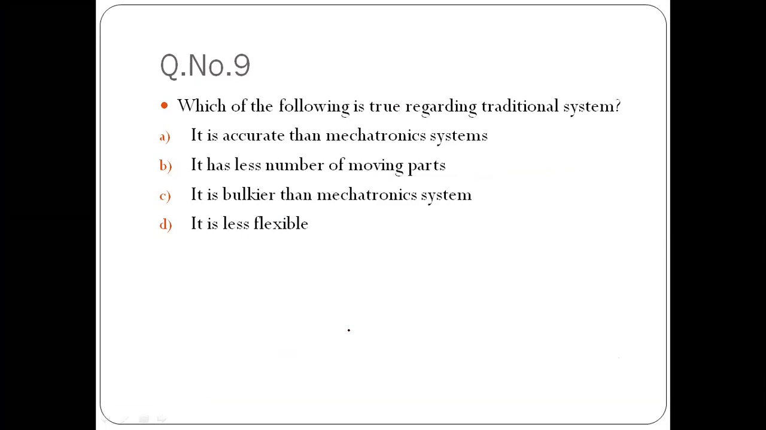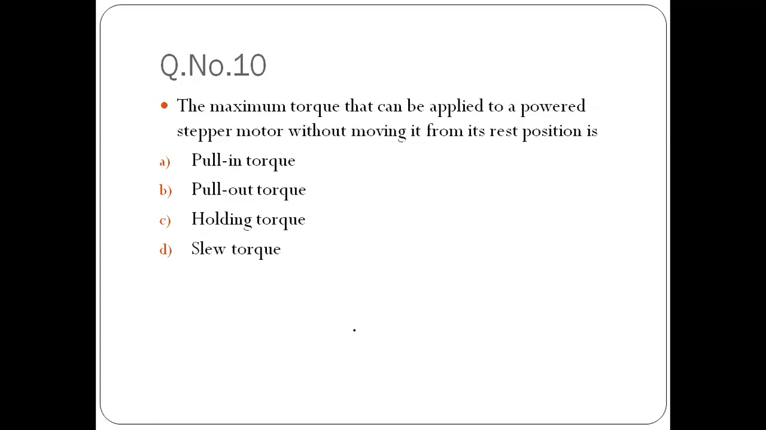Which of the following is true regarding traditional system? It is more accurate than mechatronic system. That's false because mechatronic system is more accurate. It has fewer moving parts than mechatronic system. That is also wrong. It is less flexible than mechatronic system is also wrong. It is bulkier than mechatronic system. That is correct. The maximum torque that can be applied to a powered stepper motor without moving it from its rest position is called holding torque.